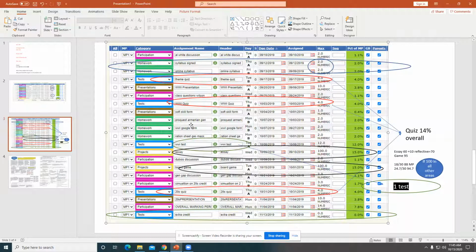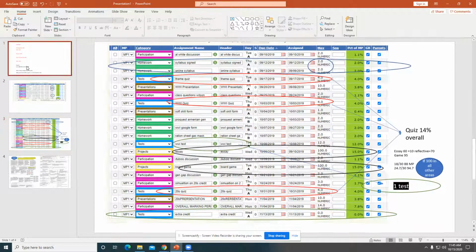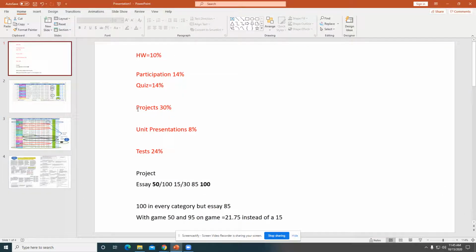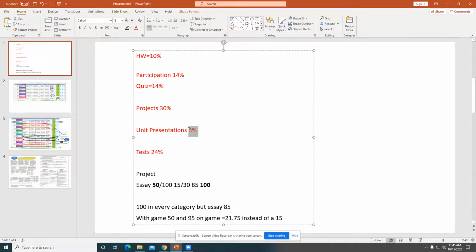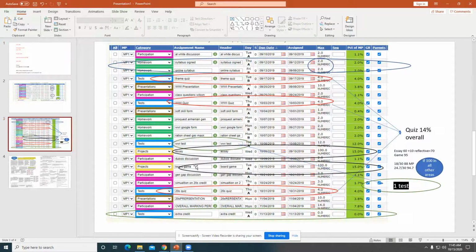Let's see, what else? The presentation. So here we see the presentations. It's in at a 10. That's the max points there, 10, and it says 3.8% of your overall grade. Where are the presentations? Unit presentations are 8%, so it's 8%. If you did none of the presentations, you just didn't do it, and you get 100 on everything, the highest grade you can get in this class is going to be a 92. And that's how the weights kind of work.